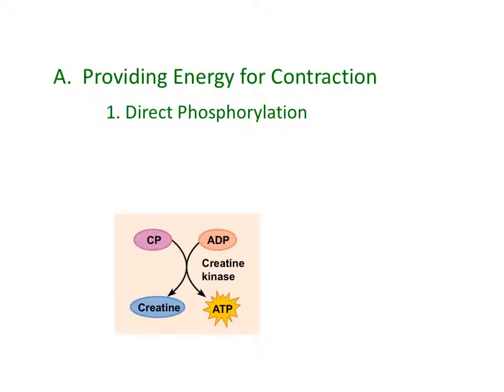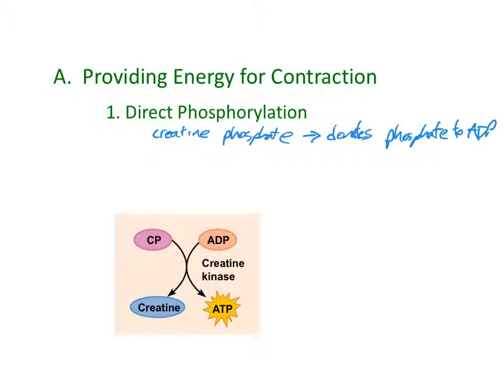Direct phosphorylation is the process by which ATP is donated a phosphate group from another molecule. In our muscle fibers, direct phosphorylation is carried out by the molecule creatine phosphate, which then donates a phosphate to ADP, adenosine diphosphate, the dephosphorylated version of adenosine triphosphate. The enzyme responsible for this is creatine kinase. So creatine kinase catalyzes that reaction.